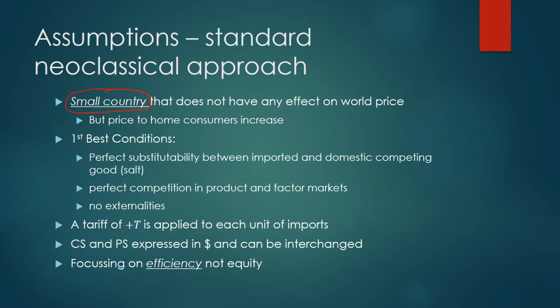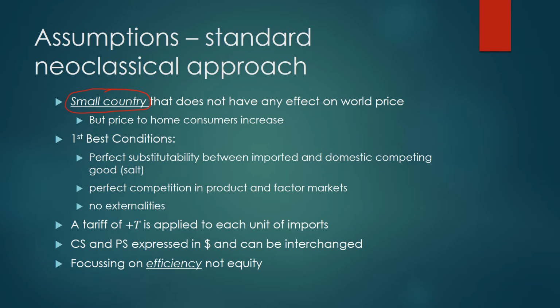We're also going to assume the first best conditions. This means that there's perfect substitutability between imported and domestic competing goods. This is really important because if we increase the exports of one country into our country, that means that we can produce less because we're all producing perfectly substitutable goods. And that makes our analysis really simple when we're comparing domestic and foreign producers interchangeably.